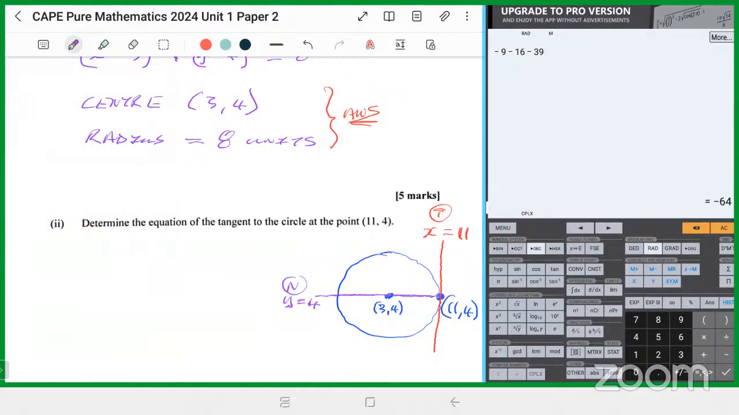All right. Since the y value here is 4, the point is at y equals 4, and the normal is a horizontal line. The tangent is vertical.